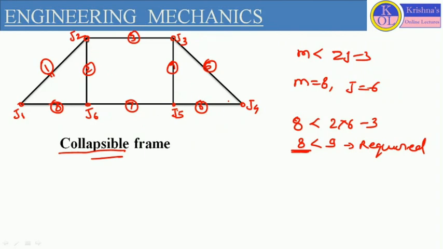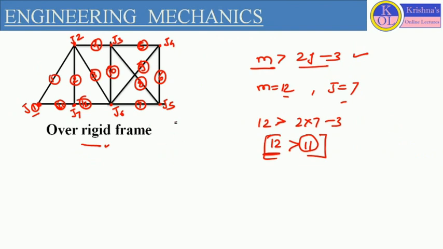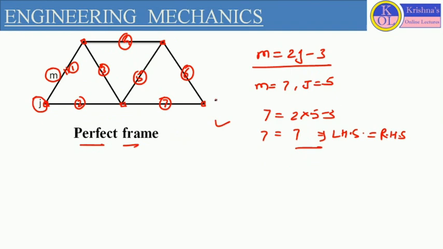So here we should have one more member. So here I'm adding one more member. This member will avoid deformation against the external loading. So here we have fewer members compared to the required members. That is why it is called a collapsible frame. In an over rigid frame, we have an extra member. That is why it is called an over rigid frame. And in a perfect frame, we require the exact number of members. So here m equals 2j minus 3.